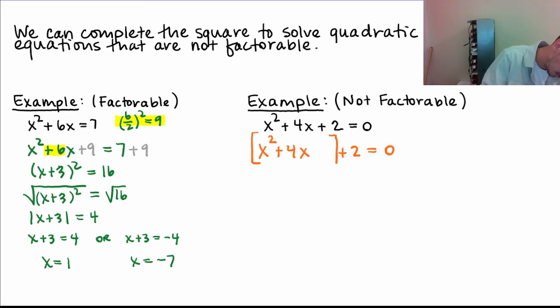Because I know that here is going to be my square. So in order to figure out what number I need to add to complete the square, I'm going to take that positive 4, I'm going to divide it in half, and I'm going to square it. So positive 4 divided by 2 is 2. I square that, I get positive 4. So I'm going to add 4 to both sides of this equation.